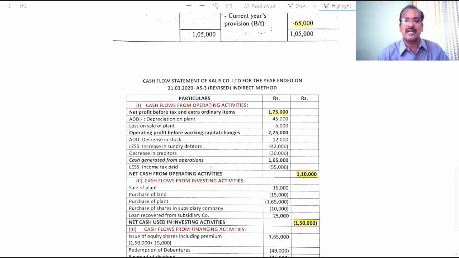Cash generated from operations comes to 1,65,000. With that, you deduct tax paid. Tax provided was added over there to calculate 1,75,000. Here tax paid is subtracted. Now finally they have calculated net cash from operating activities amounting to 1,10,000.